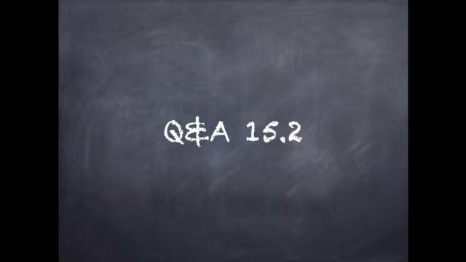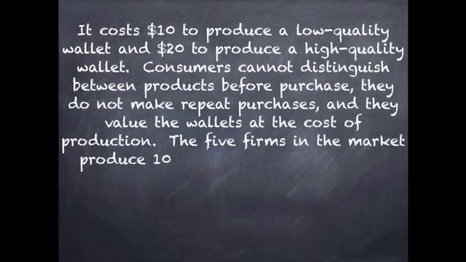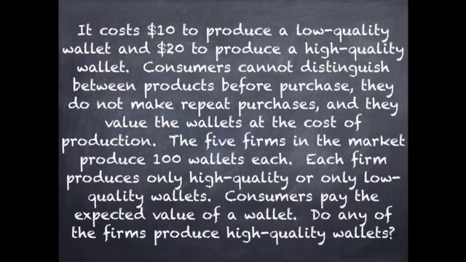We now move to Q&A 15.2. It costs $10 to produce a low-quality wallet and $20 to produce a high-quality wallet. Consumers cannot distinguish between products before purchase. They do not make repeat purchases, and they value the wallets at the cost of production. The 5 firms in the marketplace produce 100 wallets each. Each firm produces only high-quality or low-quality wallets. Consumers pay the expected value of a wallet. Do any of the firms produce high-quality wallets?